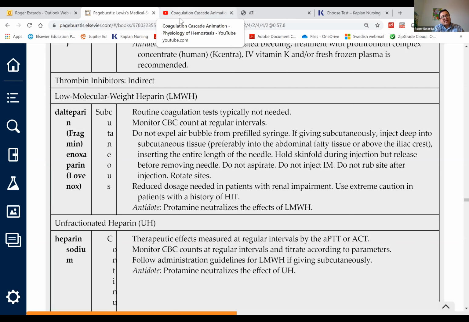Are we clear so far? So this would be used for both prevention and treating an existing blood clot, whether it's a DVT or a PE. The treatment really is the same.